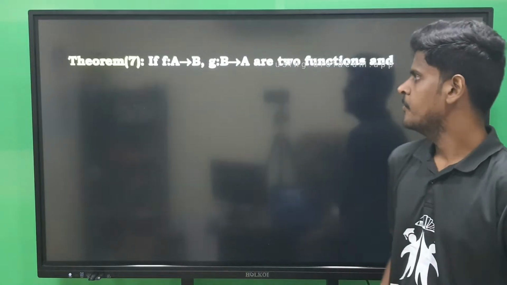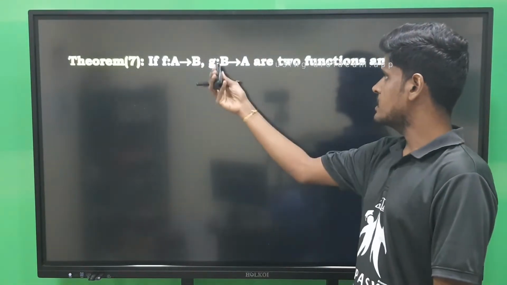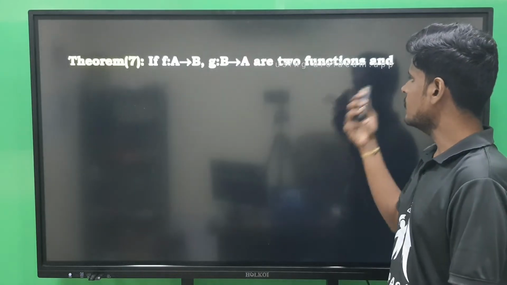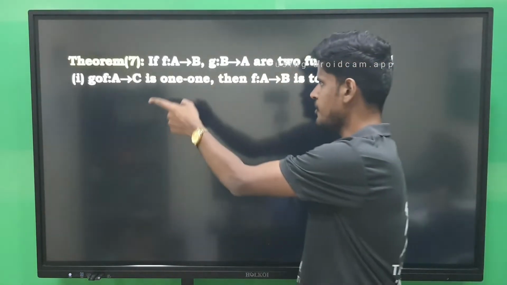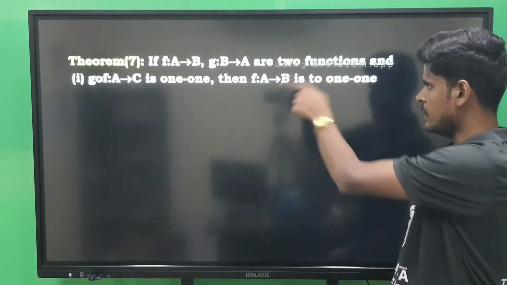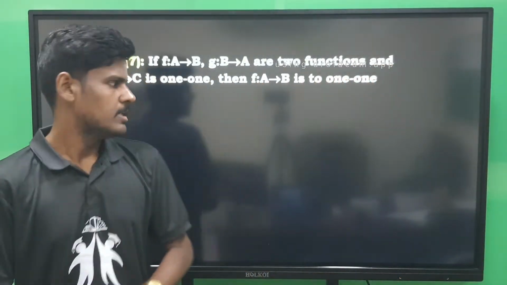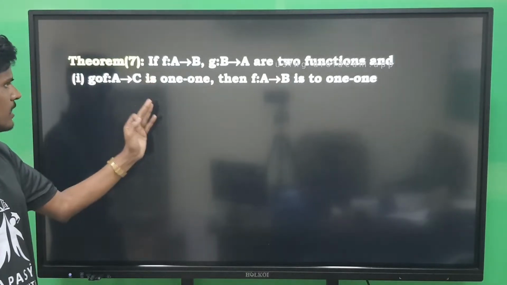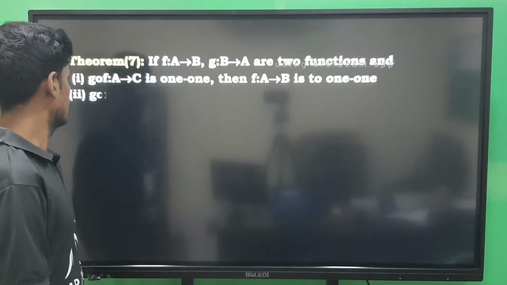Next theorem. F is a function mapped from set A to set B, and G is a function from B to C. These are 2 functions. If G of F is 1 to 1, then F is also 1 to 1. This is the first statement. G of F is 1 to 1 implies F should be a 1 to 1 function.